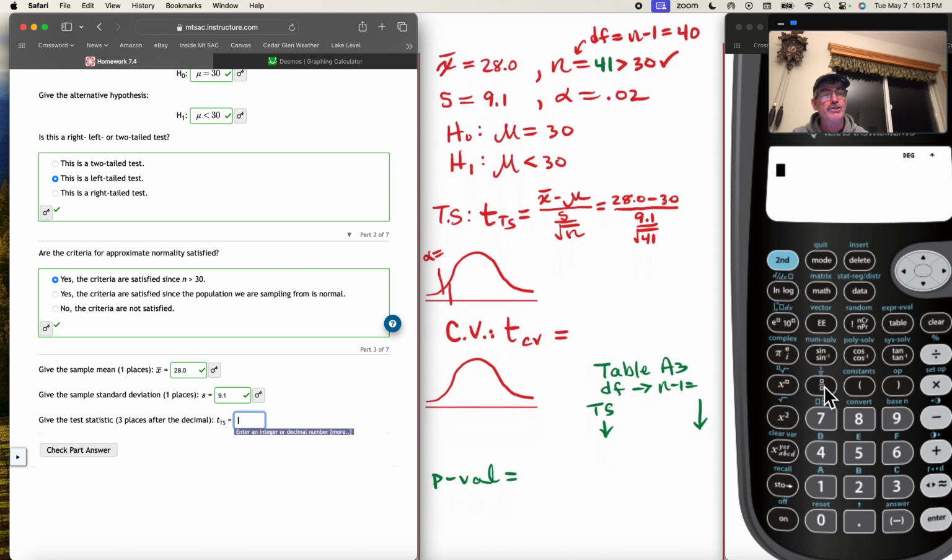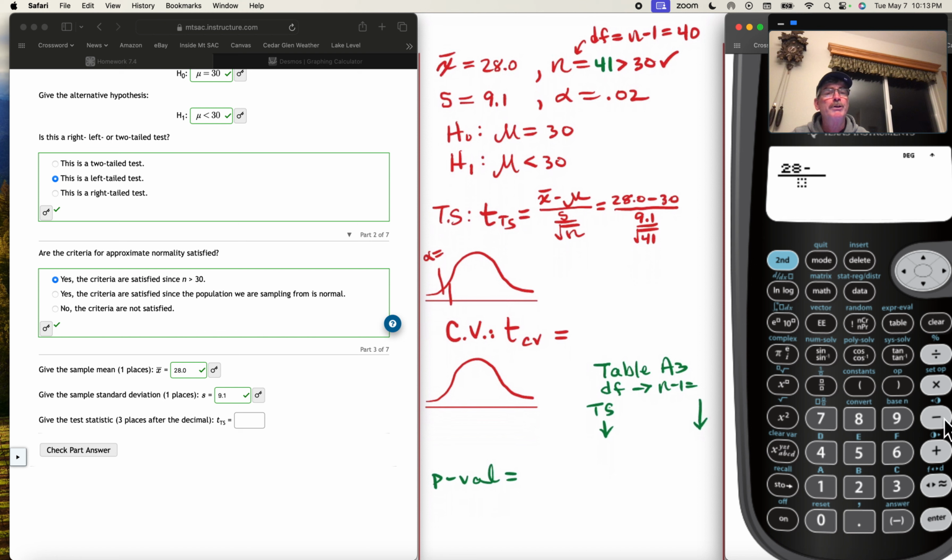Okay, so fraction, all I have to do is 28. I'll leave off the 0.0. The calculator does not care. Minus 30 over a fraction, 9.1, over square root, 41, like that. And this one, again, the t-statistic is asking for 3 places. So we'll go negative 1.407.